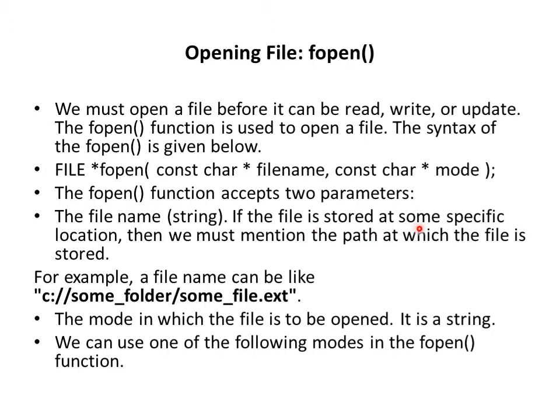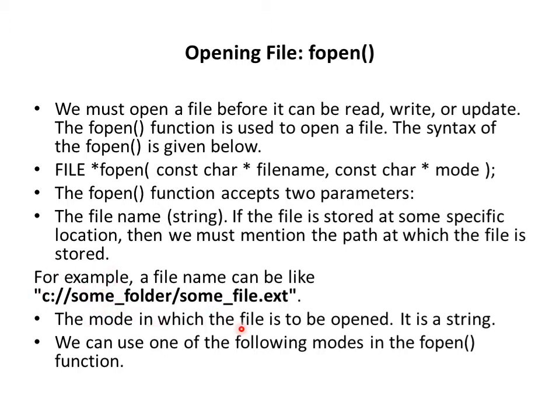If the file is stored at some specific location, then we must mention the path at which the file is stored. For example, a file name can be like C:\some_folder\some_file.ext. Ext is the file extension. Here C is the drive where it is stored. Some folder is a folder name which I have given the name sum.